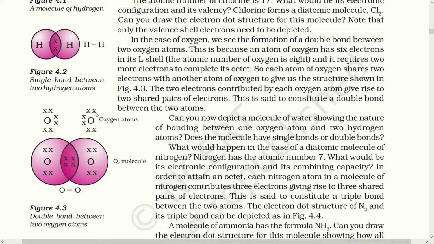It is signified as X. One oxygen atom has 1, 2, 3, 4, 5, 6 electrons. Another oxygen atom also has an outermost shell containing 6 electrons. They both share 2 electrons with each other, forming an octet. So here oxygen shares 2 electrons, forming a double covalent bond. The 2 electrons contributed by each oxygen atom give rise to 2 shared pairs of electrons. This is said to constitute a double bond between 2 atoms.